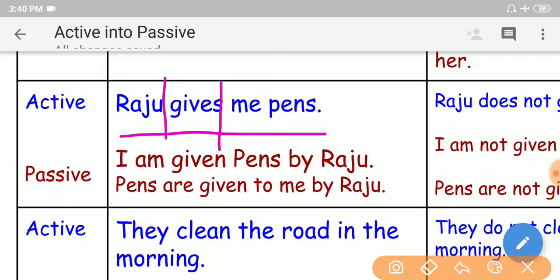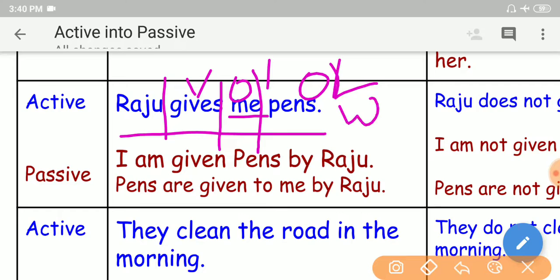My dear friends, Raju is the subject, gives is the verb, me is one object, and at the same time pens is object number 2. So how can you say a sentence has two objects? Because if I underline this and frame a question to get this me as the answer, what is the question? Who does Raju give pens? Who does Raju give pens? Raju gives me pens. This is object number 1 because it answers the question who.